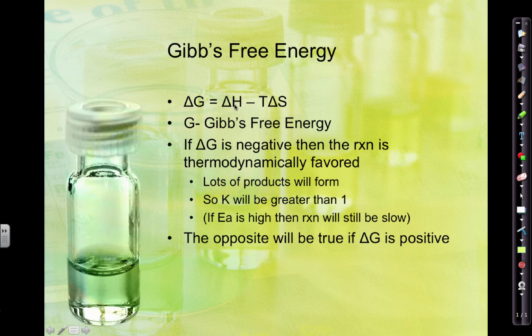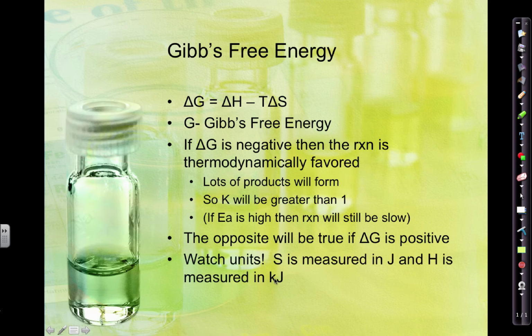So H measures the enthalpy, and S measures disorder. G will measure the spontaneity of the reaction. So will the reaction happen? Is it going to be spontaneous? Is it favored? And then another side note, watch your units because delta S is measured in joules and H is usually measured in kilojoules.